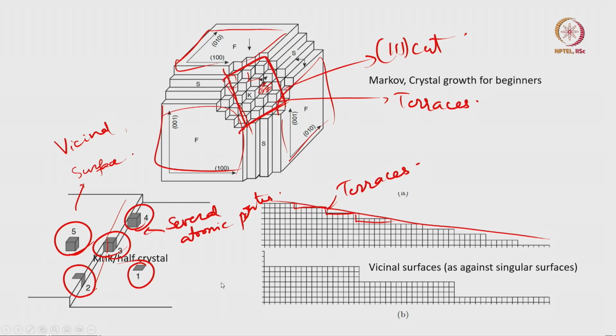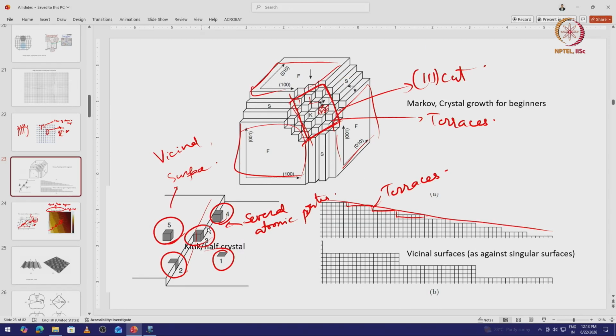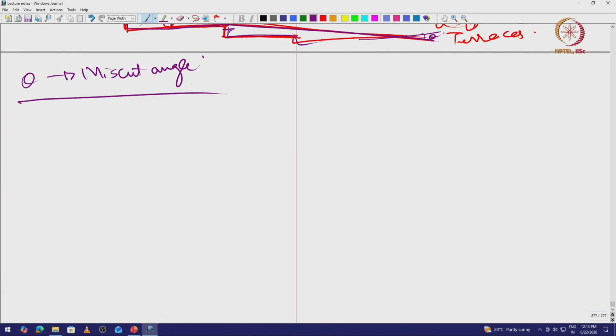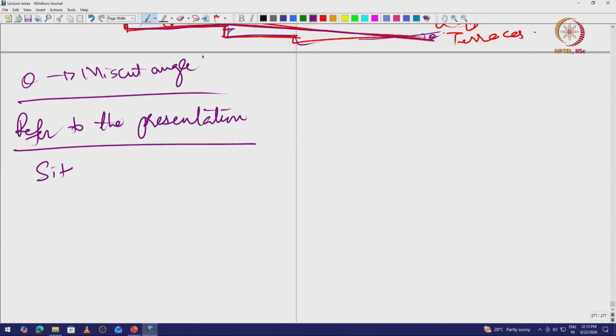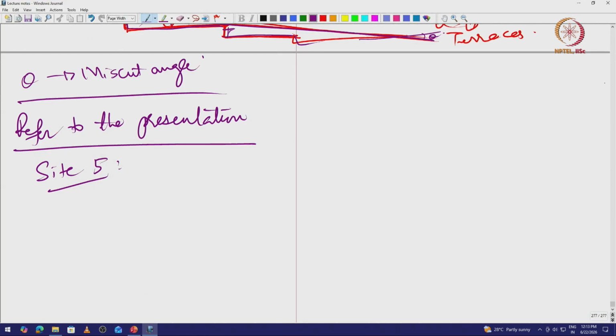So let us refer to the presentation, you remember this, right. So 1, 2, 3, 4, 5. Okay. Let us talk about site number 5, or site number 1. For the time being, let us talk about site number 1.